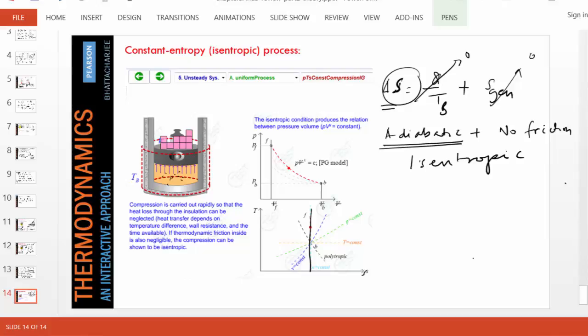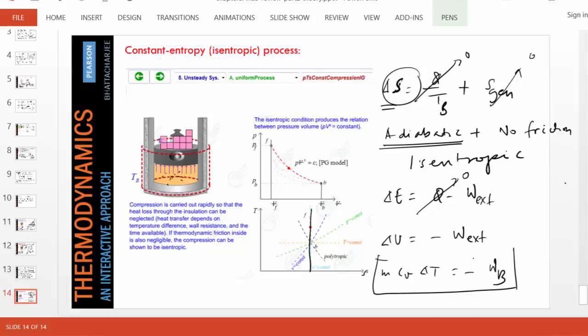For the energy equation, delta E equals Q minus W external, because Q equals 0, it reduces and produces a very simple formula for boundary work, m C_V delta T, and W external is mostly W boundary. And so this is how we'll find the boundary work for an isentropic process.